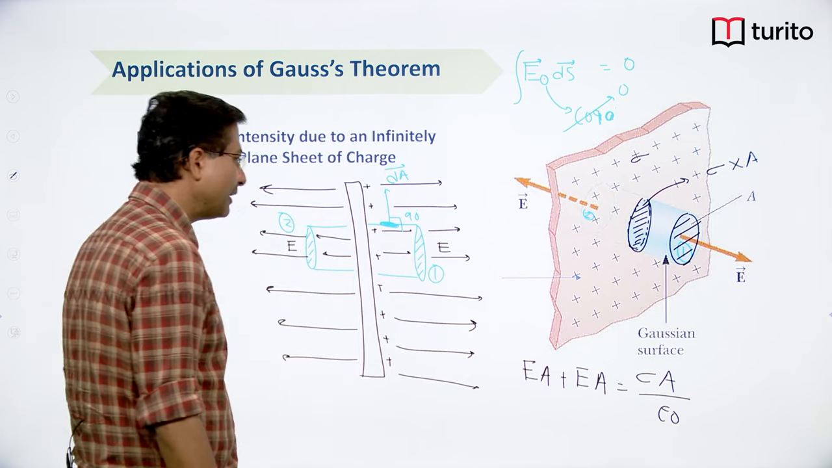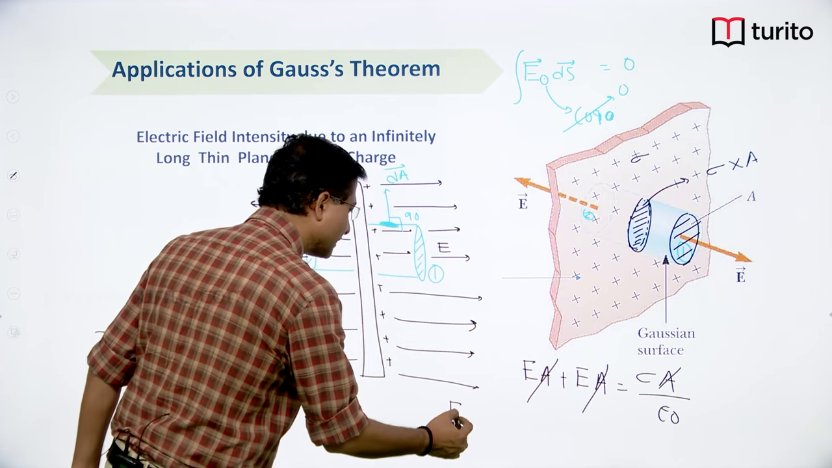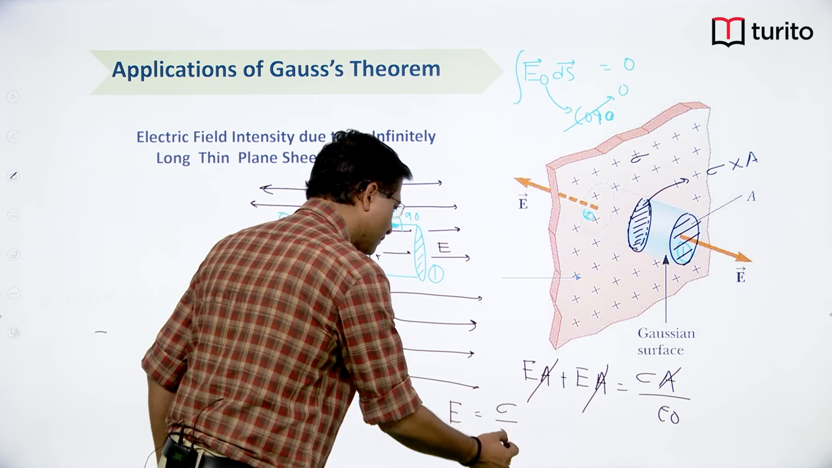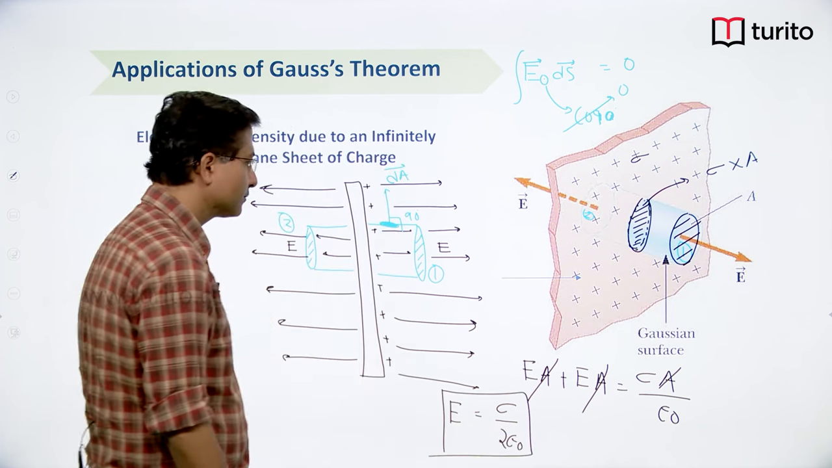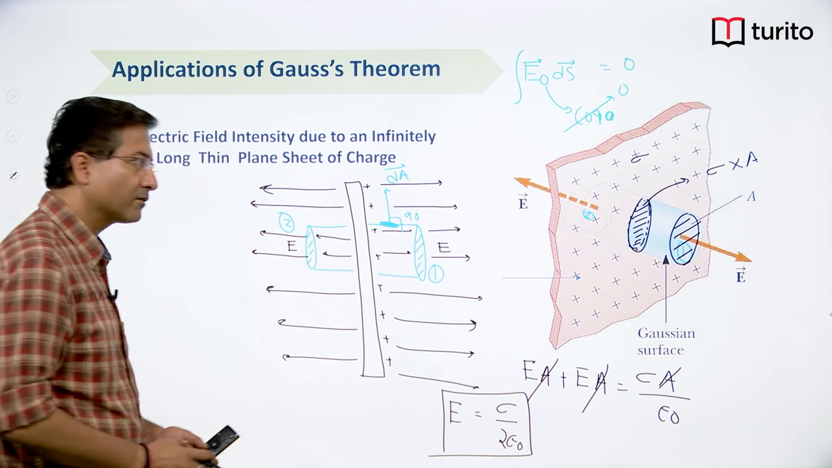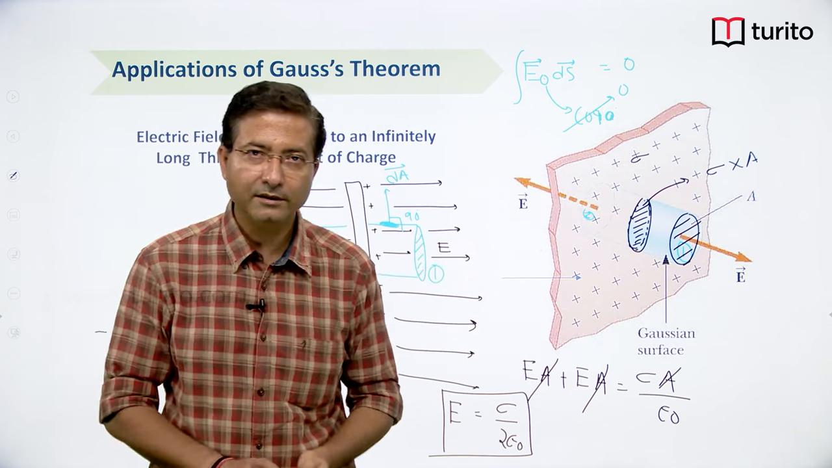If you simplify, A and A get cancelled out, and we can see that the field we are getting is sigma upon 2 epsilon naught. So, this will be the magnitude of the field in front of this sheet, right.